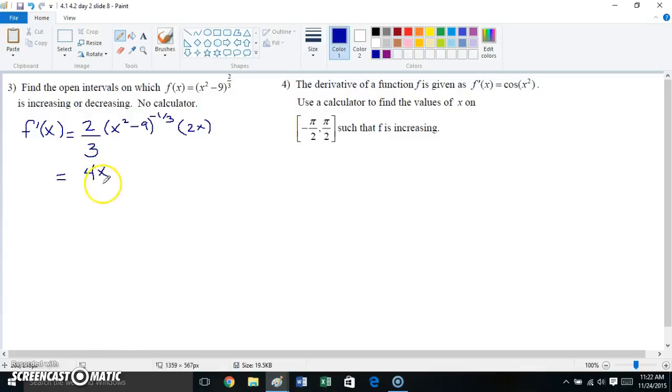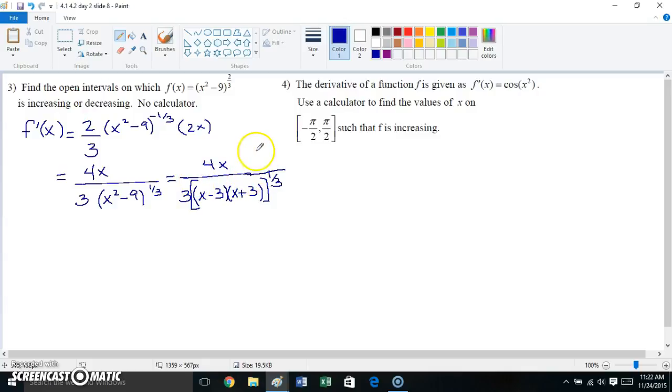Simplifying this, we're going to have 4x in the numerator and 3 times the cube root of x squared minus 9, or (x squared minus 9) to the 1/3, in the denominator. We can also think about that denominator in factored form, x minus 3 and x plus 3. Okay, notice the work that I'm showing, the algebraic process. It would be nice if your work flowed in a similar, organized way, so that you can follow what you're doing.